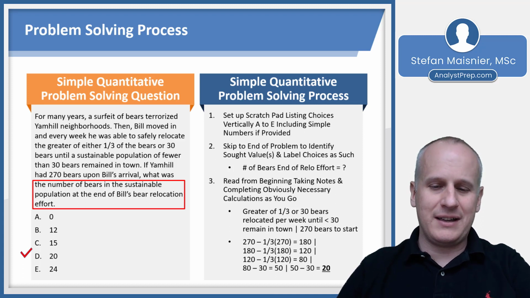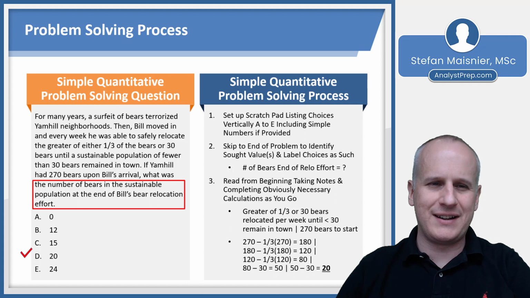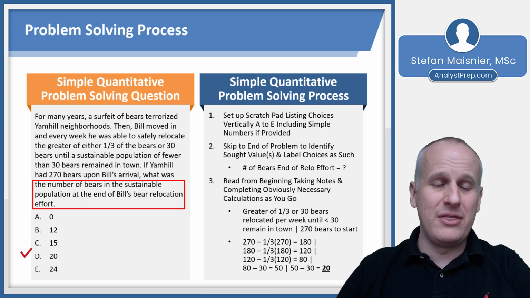Then we take a look and determine that once more, 1/3 of 120, or 40, is still greater than 30. So we can subtract out that 40 from 120 to find after week 3, there were 80 bears left. At this point, 1/3 of 80, even though it is not an integer, is going to be less than 30. So now we're going to subtract out 30. So 80 minus 30 is 50 bears.